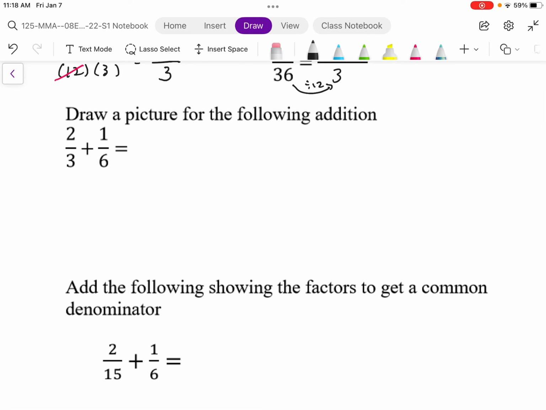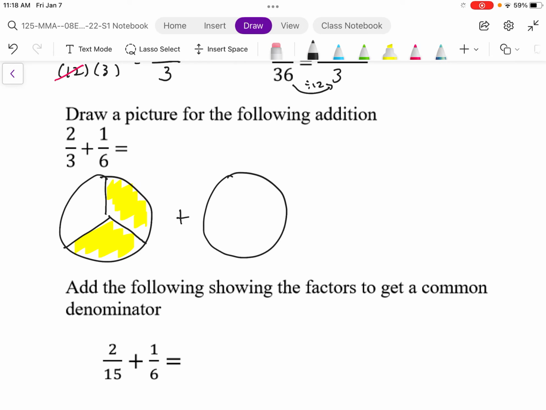To draw a picture for a fraction addition, we can use circles. Okay, we can use fraction bars if we like. So I'm going to first start off with a 2/3 fraction. I can show a 2/3 fraction by shading in 2/3 like this. And I could have my 1/6 fraction by dividing this up into 6 parts. And we can have our 1/6 fraction here like this.